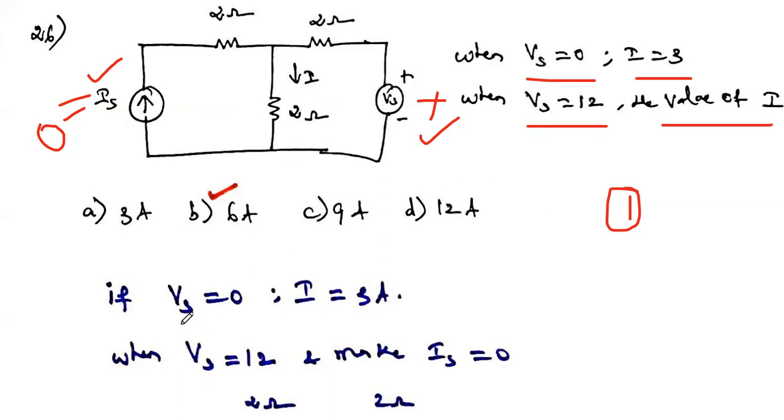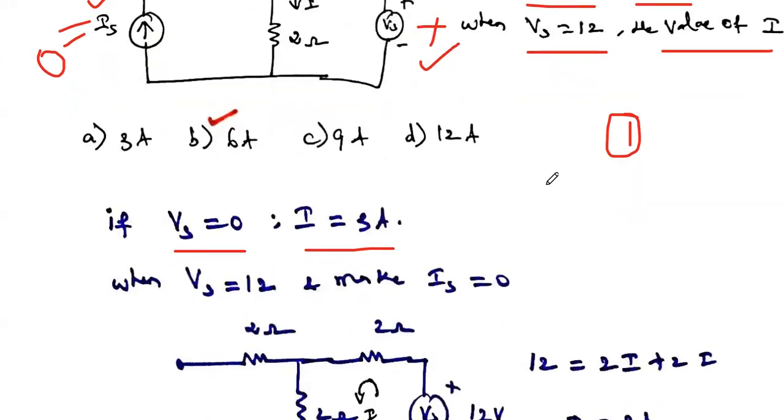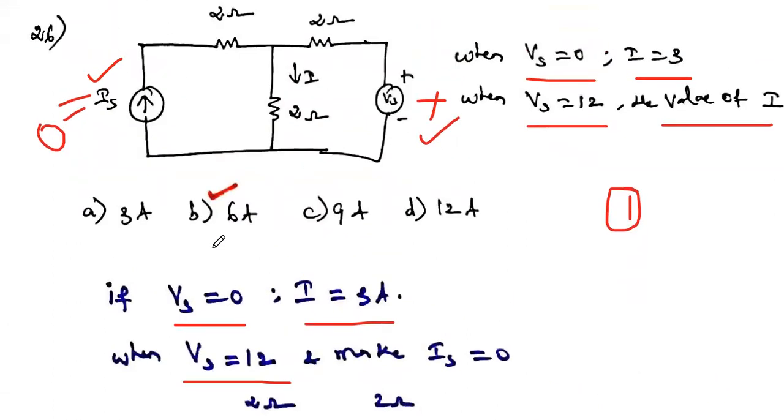Here the value given is: whenever Vs is equal to 0, the current I is equal to 3 amps. So with the voltage source at 0, the current flowing through this 2 ohm resistor is given as 3 amps. Just consider that as equation number 1. The next thing, our aim is to find the current I when Vs is equal to 12. In the superposition theorem, in the second condition we make Is 0, and we make the Vs value 12 volt. At that time we have to find the current I.